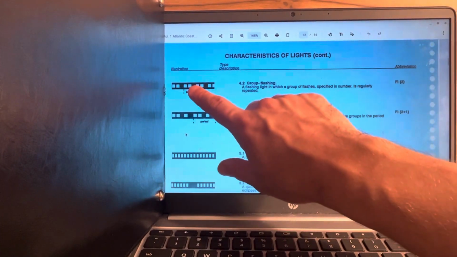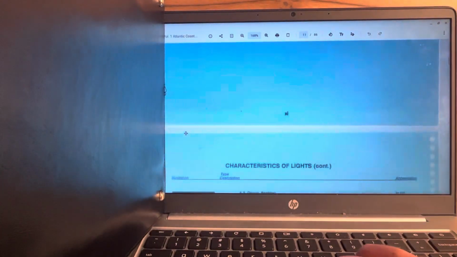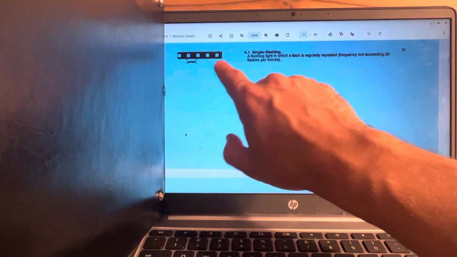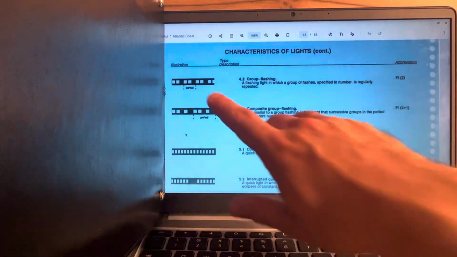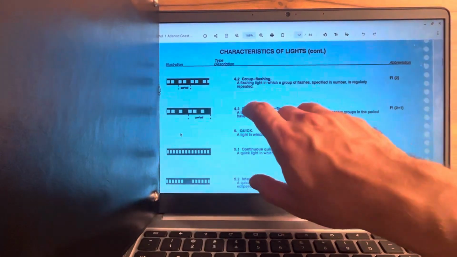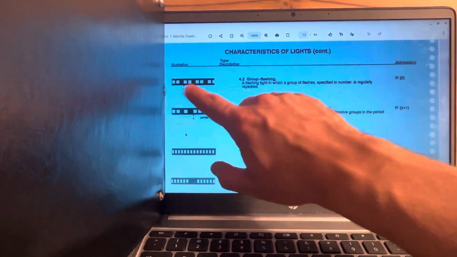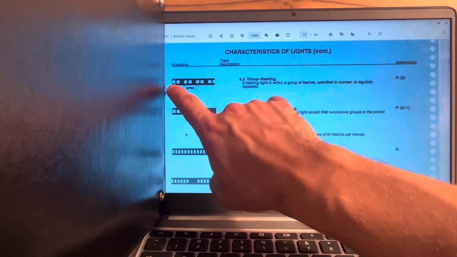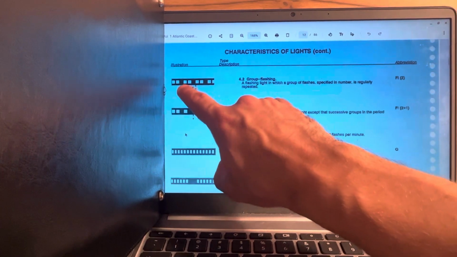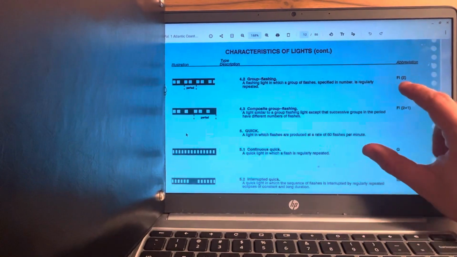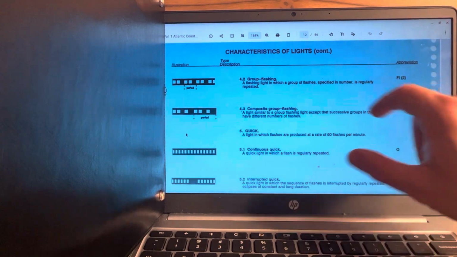Going to group flashing though, you can imagine it at the same speed as the single flashing, but it's doing the same group characteristics that the occulting lights were. But this time, you're counting the number of ons, not the number of offs. So it's on, off, on, off. You can see right there, labeled flashing 2.